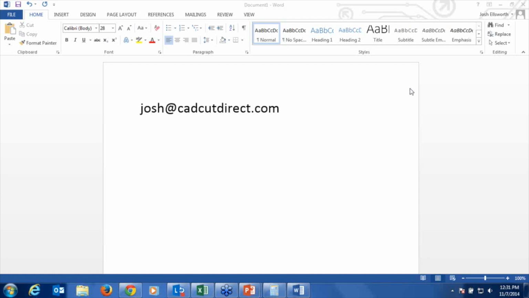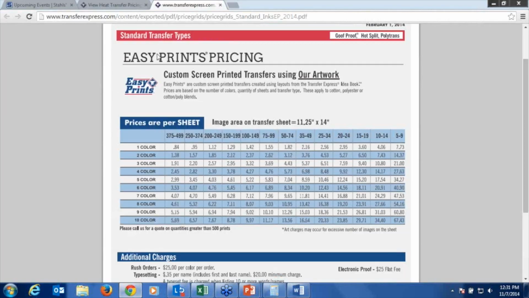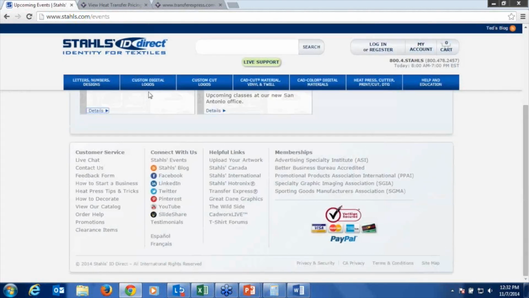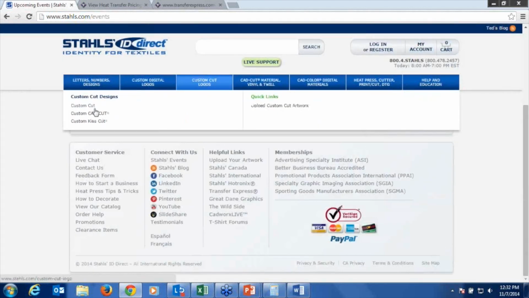There's another important point that I forgot to mention with that question that brought it up. If you hit a certain point where you literally don't have the capacity or the man hours in the day to print your jobs, that's another good reason why Stahls is a great partner. So all of the materials that you can order and cut from us, we also sell in our custom cut logos.